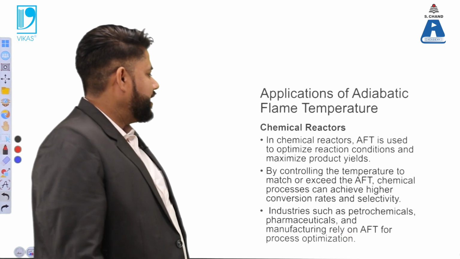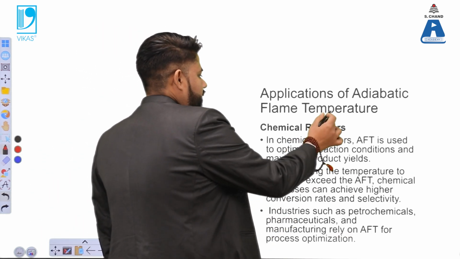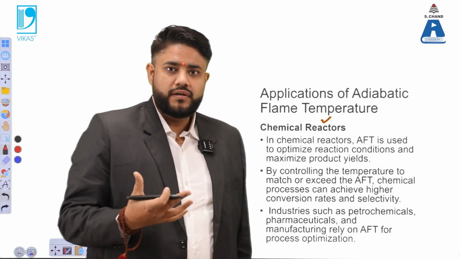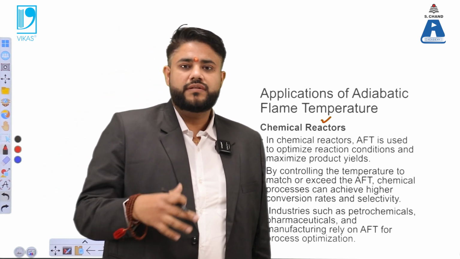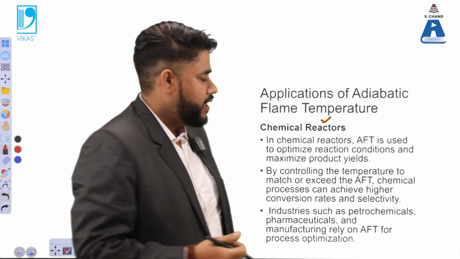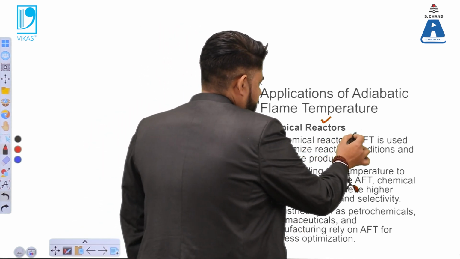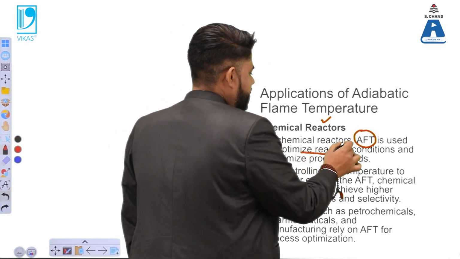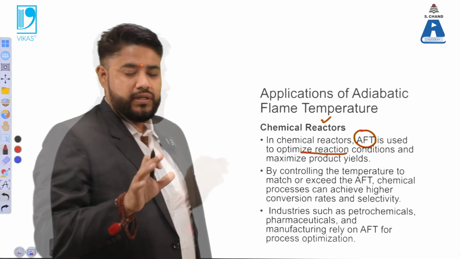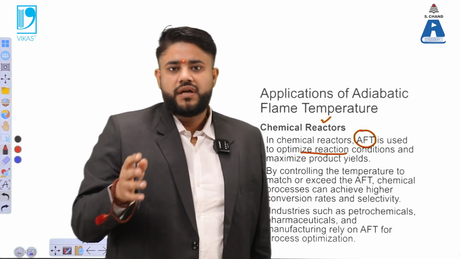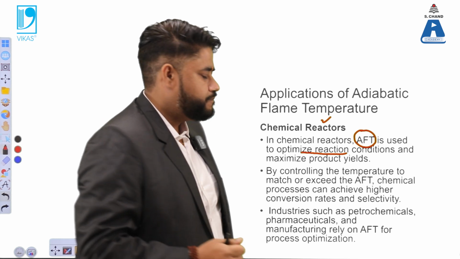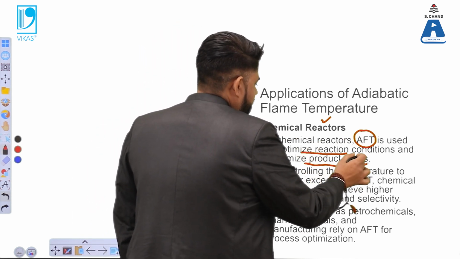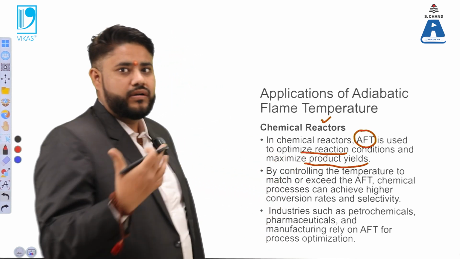Now, the second aspect is the chemical reactor, which is particularly the case of conducting a process that is a chemical reaction. This adiabatic flame temperature is basically used to optimize the reaction conditions. There are particular conditions with which those reactions take place inside the reactor, and this optimization significantly leads to maximization of the product yield.